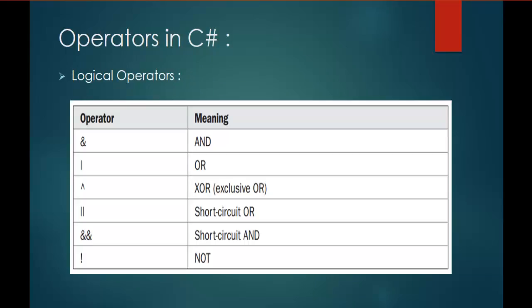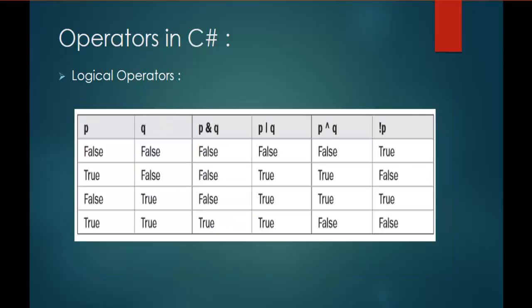The logical operators include AND, OR, exclusive OR, NOT, and short circuit AND, OR. These are the operators that come under logical, and this is the working nature of the logical operators. AND is going to provide us the result true when both of the inputs are true, and OR is going to provide us the result true when any one of them is true or both of them are true.